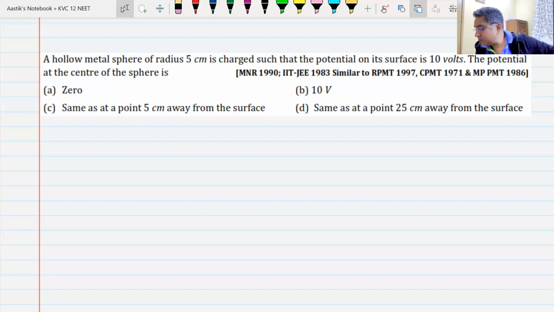Are you listening to what we are doing, beta? A hollow metal sphere of radius 5 centimeter is charged such that the potential on its surface is 10 volts. What is the potential at the center of the sphere? What is the answer, beta?